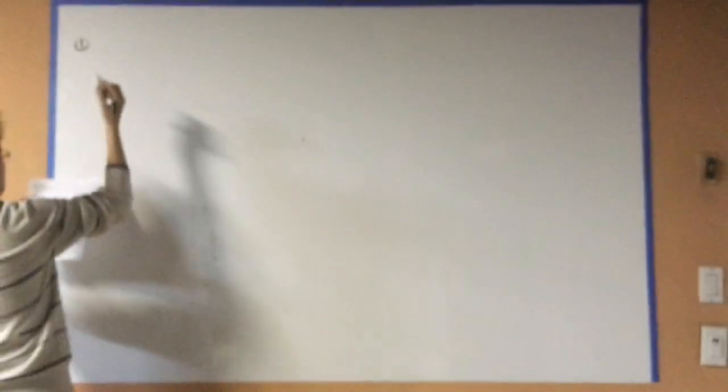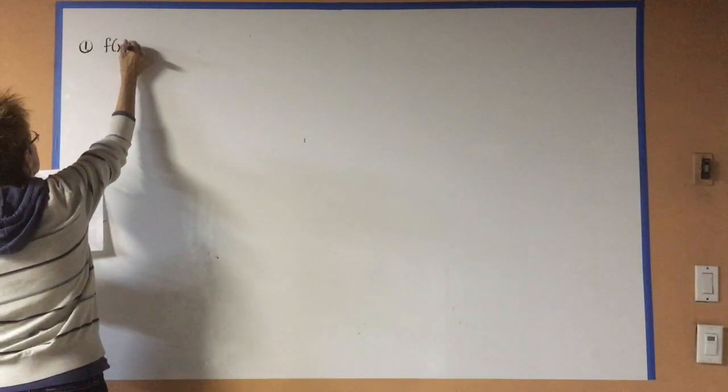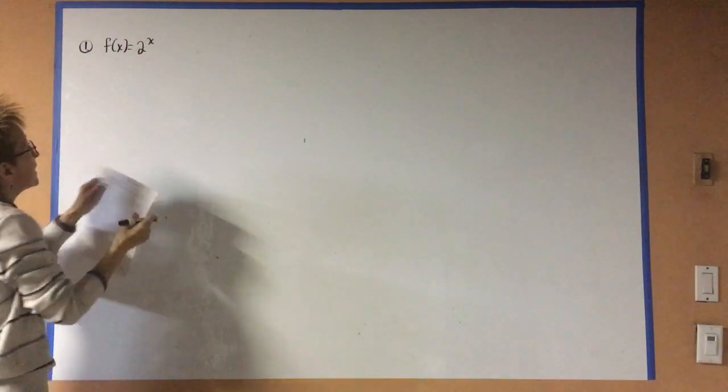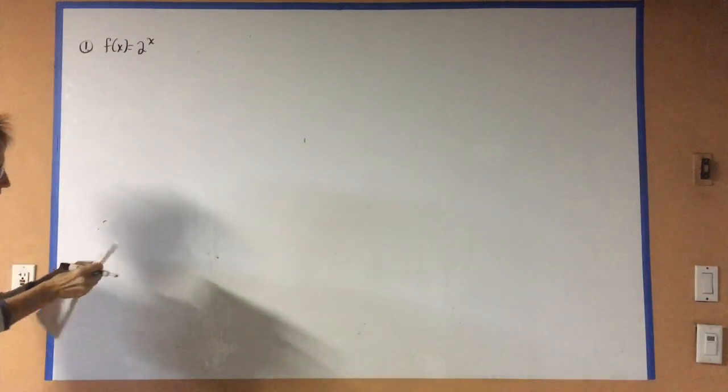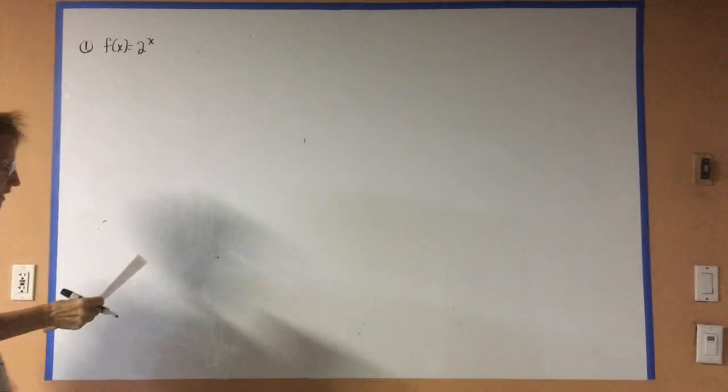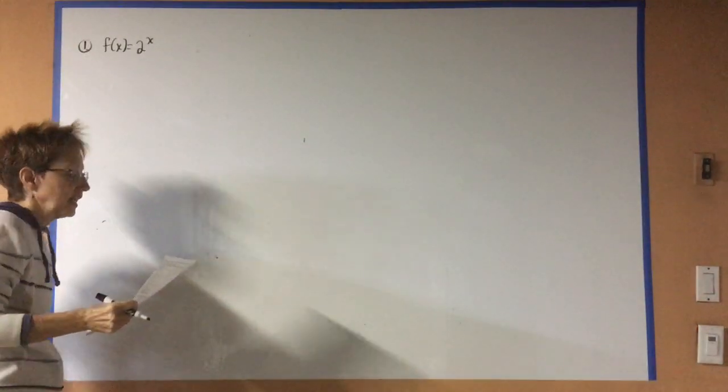So this is example 1. We'll do it and then we'll stop and talk about the test a little bit. So here's my exponential function where the a is bigger than 1. And they want me to graph it. They want me to state its domain and range and decide if it's 1 to 1.